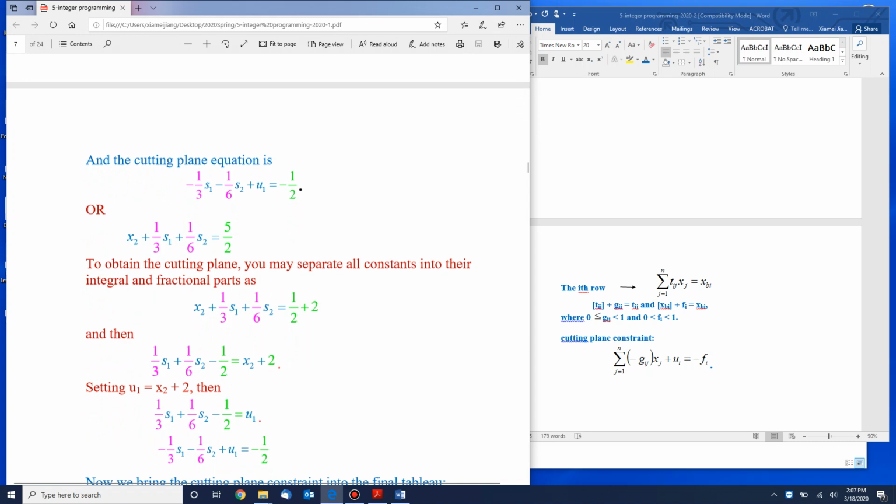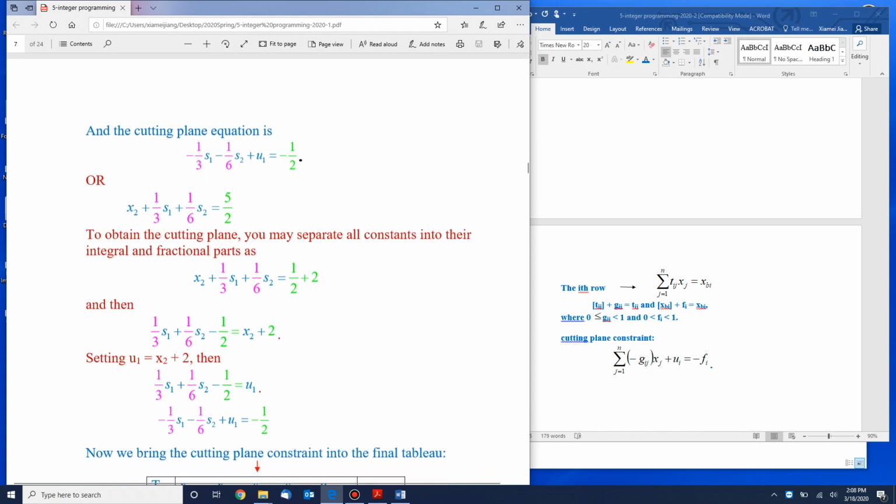And then set a slack variable equal to the right side of those integral parts. And then the right side should also equal this slack variable. Then we just rearrange it, with all the variables on the left side and the constant on the right side. Just remember, we always keep that slack variable with a right 1 coefficient. So in this way, we have the cutting plane equation.